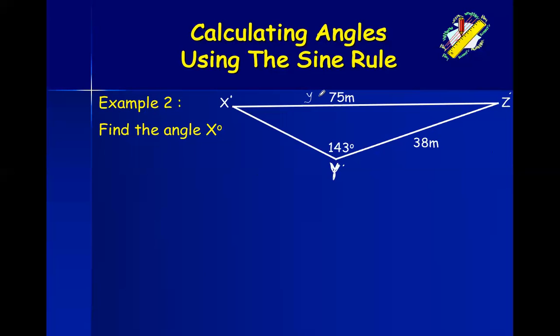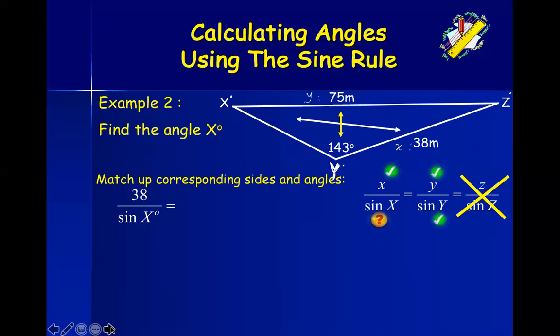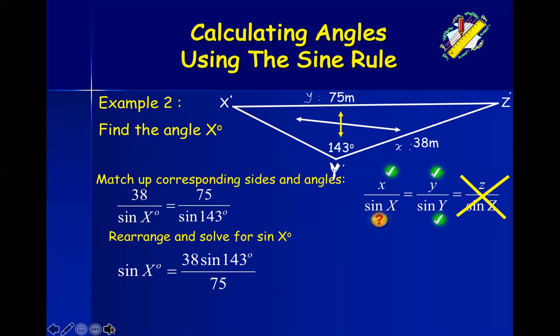So small y. Yep. Small x. I'm going to use x divided by sine x. So 38 divided by sine x equals 75 divided by sine 143. We're not going to bother about z because nothing has been asked about it. Then we're going to rearrange that by timing by sine x both sides, then dividing by 75, and then timing by sine 143. And that's your answer there, which is 0.305.